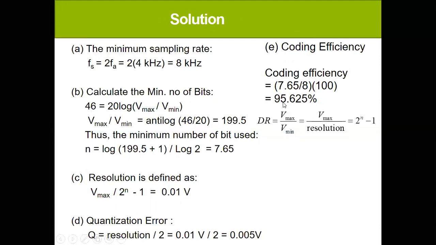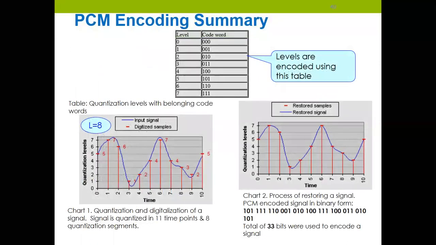So this is actually the coding efficiency. Okay, DR is the formula. From here we use all this. Okay, so this is how we can solve. Now let us go for the summary.